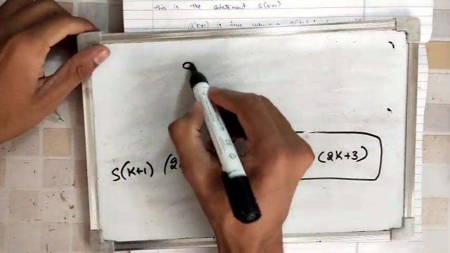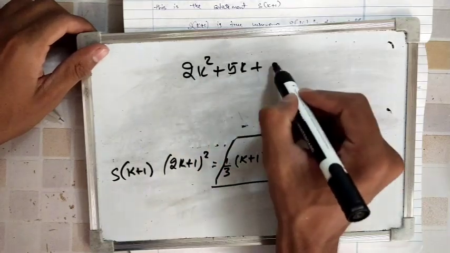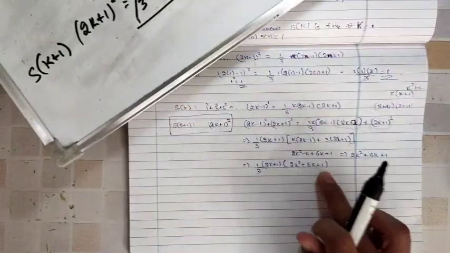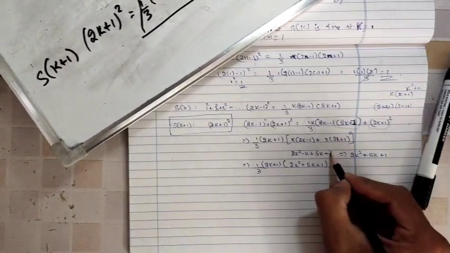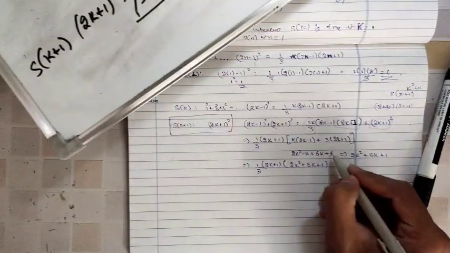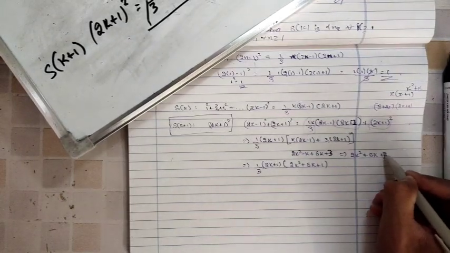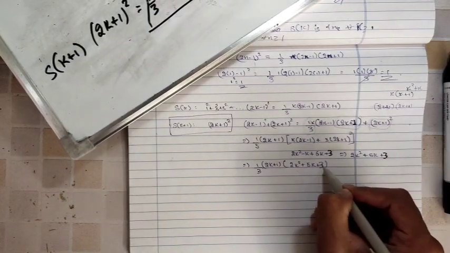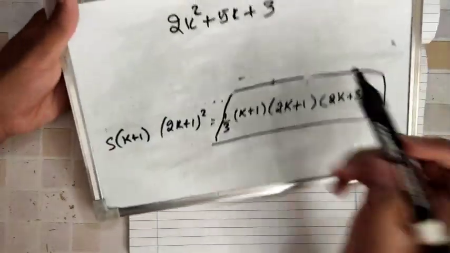So what I have is 2k square plus 5k plus 3, right. Oh, why did I make it as 1? This should be 3 here. Sorry, I made a mistake. This 3 should come. See, I have done 3 here. How do I remember it's 3? Because this sum is in my mind itself.